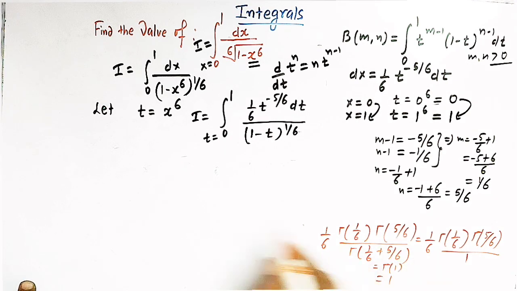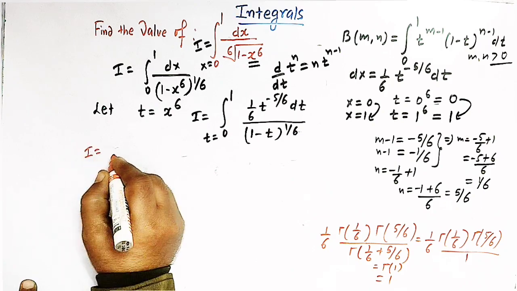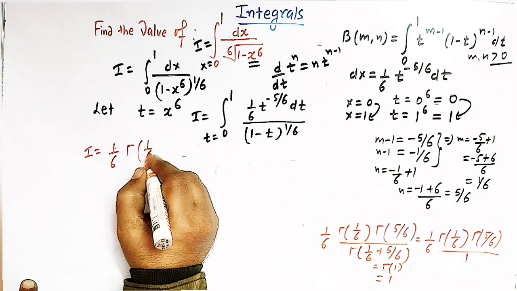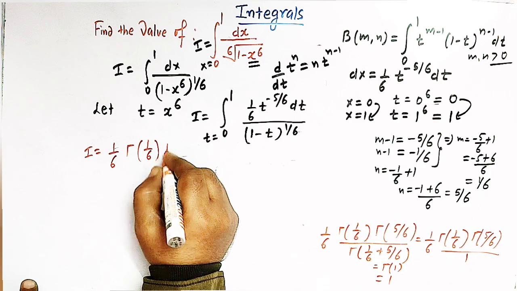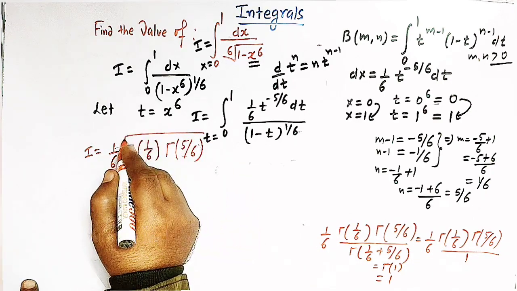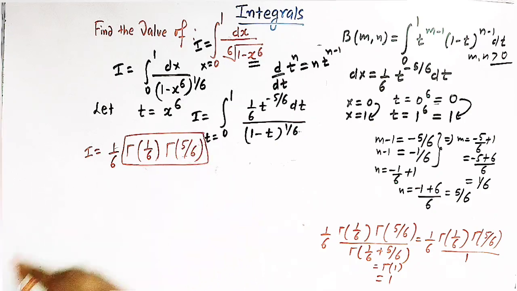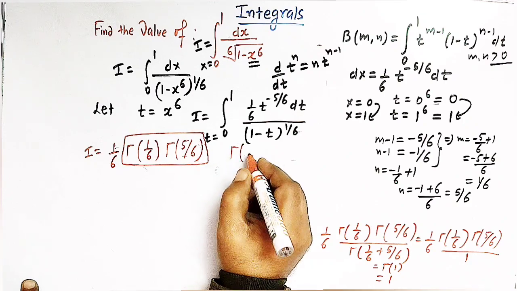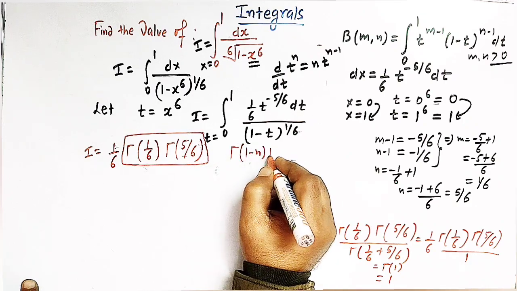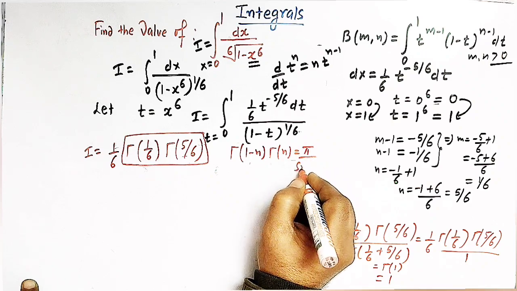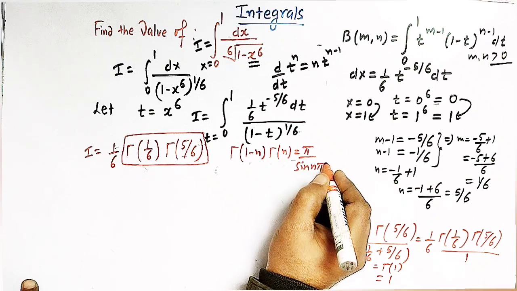So now we can write the value of the integral I as 1 over 6 gamma 1 over 6 and gamma 5 over 6. Now to get the value of this expression, we have to make use of the famous Euler's reflection formula. And the reflection formula goes like this: gamma 1 minus n times gamma n is equal to pi divided by sine n pi, right?